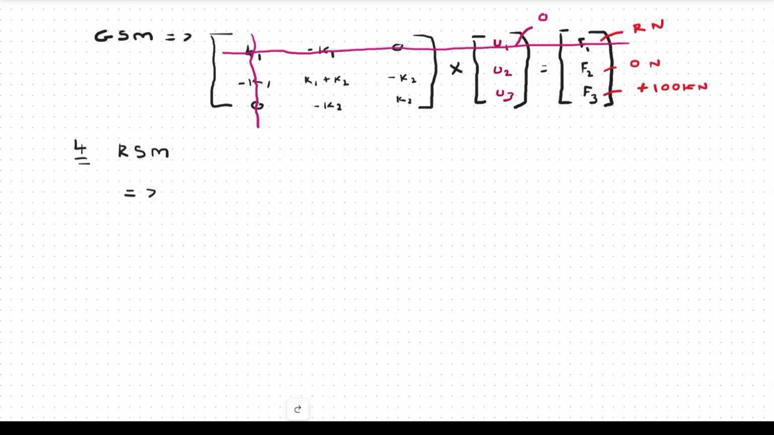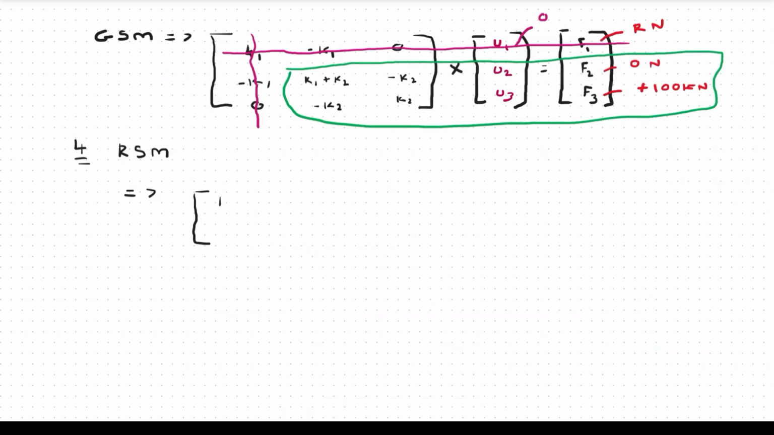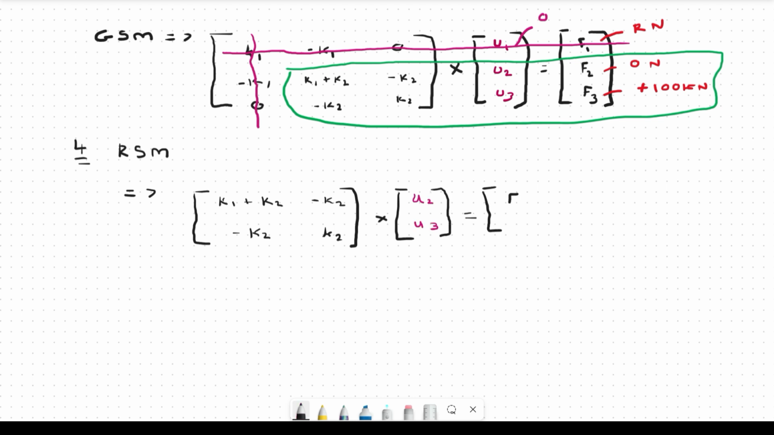Now we can assemble the reduced stiffness matrix. This is what's left in the global stiffness matrix after the boundary conditions have been applied, here circled in green. And here we have it, the reduced stiffness matrix.